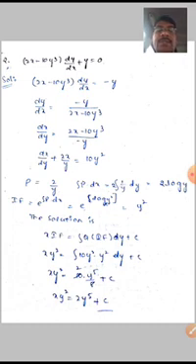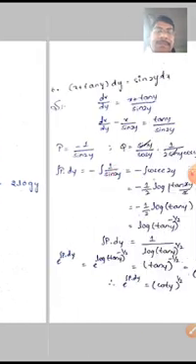The solution is x into integrating factor is equal to integration of q into integrating factor dy plus c. So x y square is equal to integration of 10y square into y square dy plus c. x y square is equal to 10 into y to the power of 5 by 5 plus c. So x y square is equal to 2y to the power of 5 plus c.